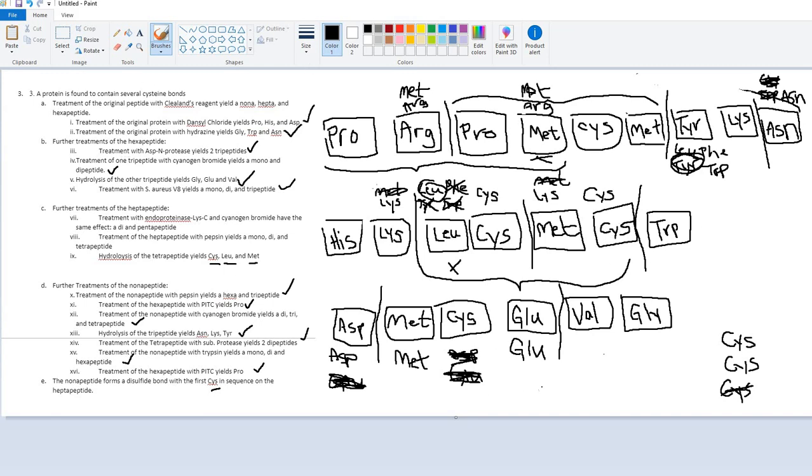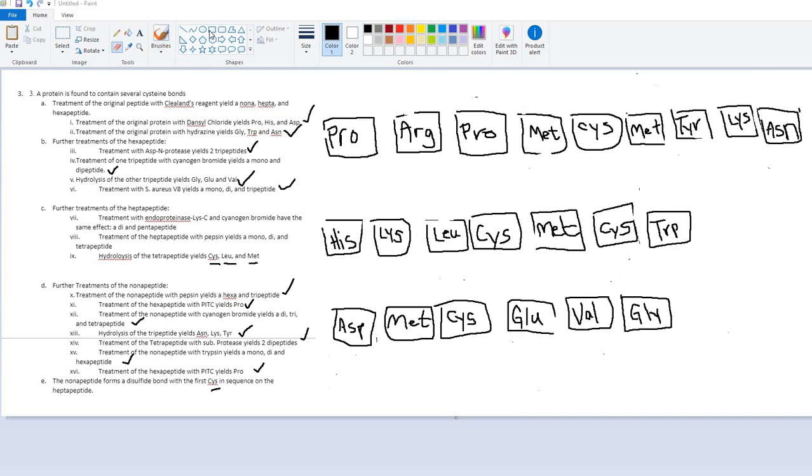Alright, now I'm going to clean this up and draw in the disulfide bonds. So since the nonapeptide forms the disulfide bond with the first cysteine in sequence on the heptapeptide, you would draw it like this. And that leaves this cysteine to bond with this second cysteine.